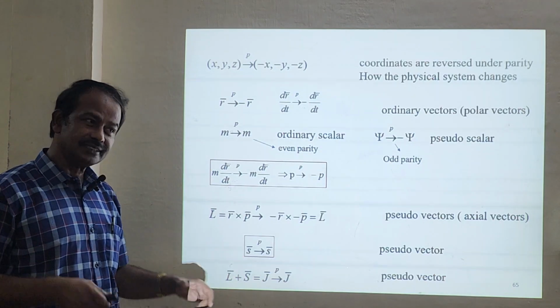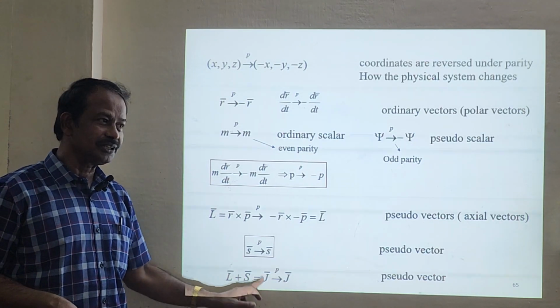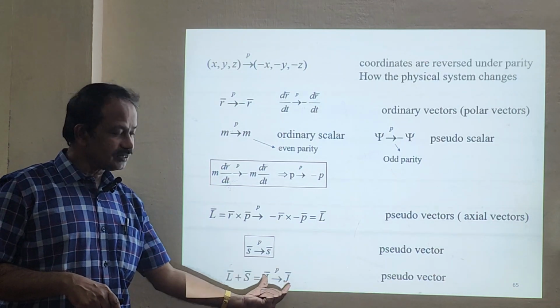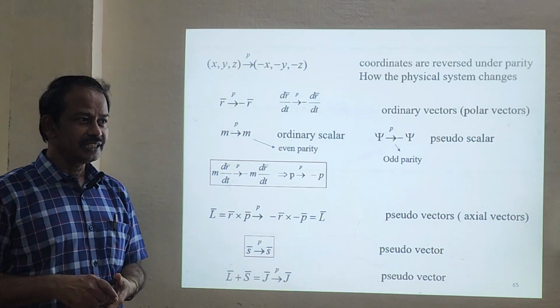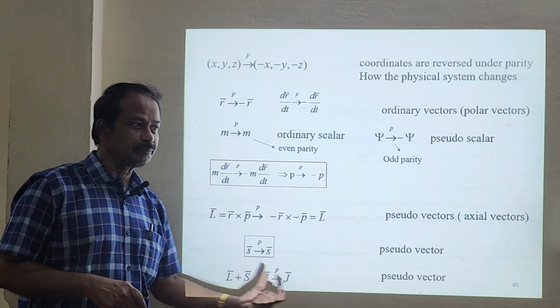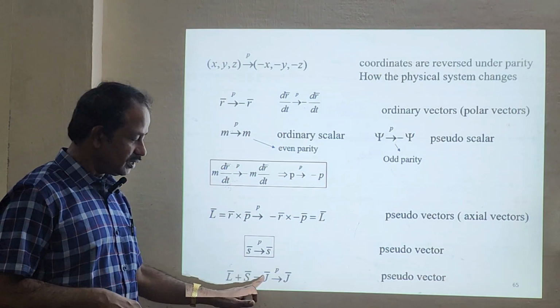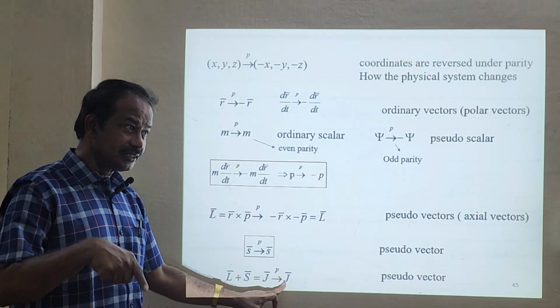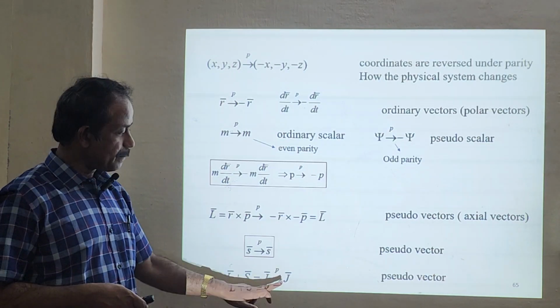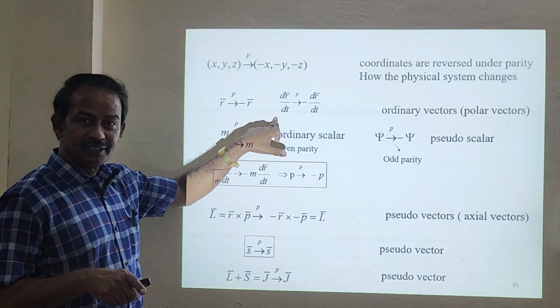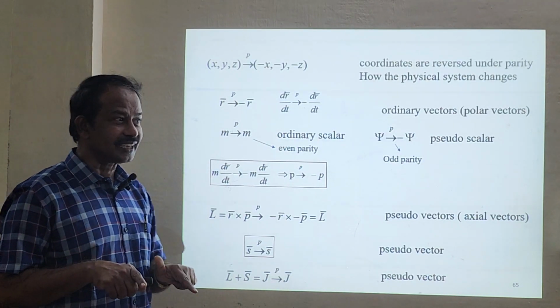And L plus S, that's a complete one. L plus S will give you J, correct? So that also, for the parity operator, is a transformation condition. So this is also a pseudo vector. J after the transformation will give you the same J. So, a real vector will change the sign, and a pseudo vector will not change the sign.